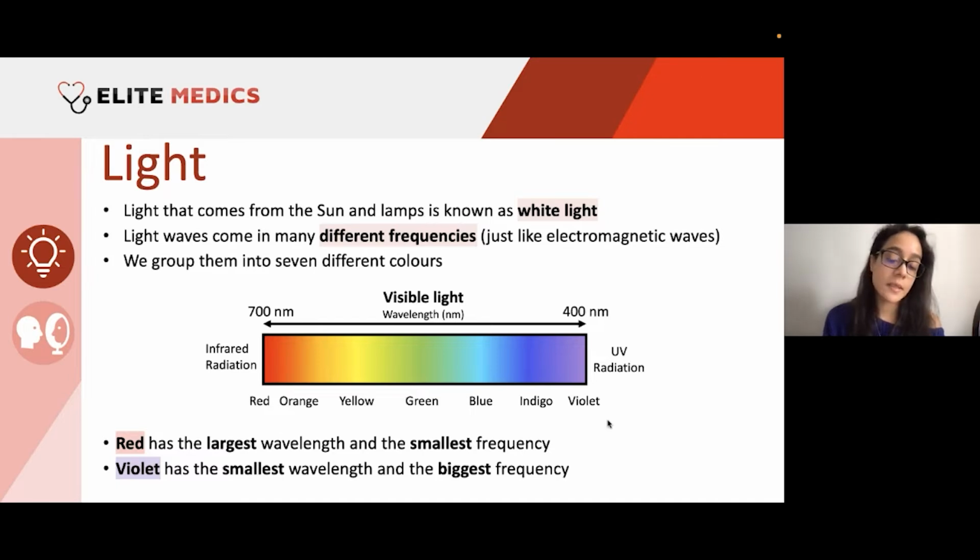Violet light has the smallest wavelength and the highest frequency. And you can think of it like this. If violet has a really narrow wavelength that's really small, you're going to have more narrow waves passing through a point in 1 second, because they're much smaller and narrower.